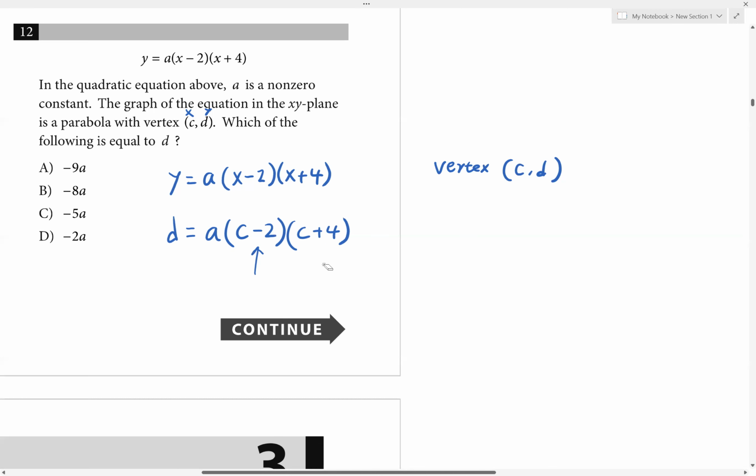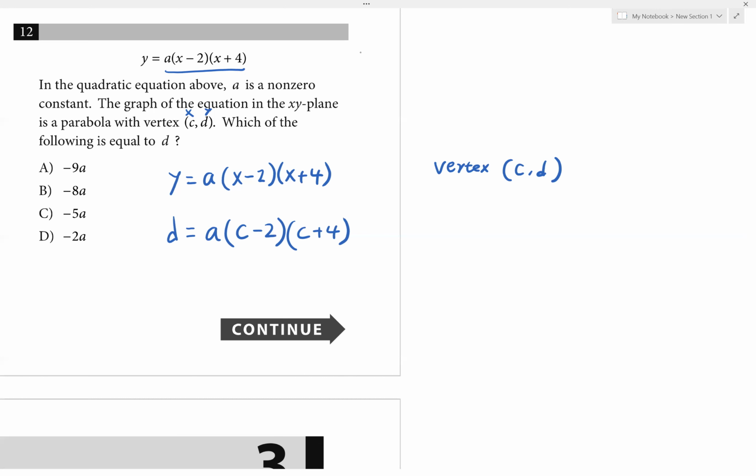Otherwise, we can't really solve this without knowing what c is. And c here represents the x value of the vertex. So how do we know the x value of the vertex? This is the tricky part. We have the equation in factored form. In factored form, we can set each factor equal to 0 and solve for x, and those x values are the zeros, or x-intercepts, of the graph.